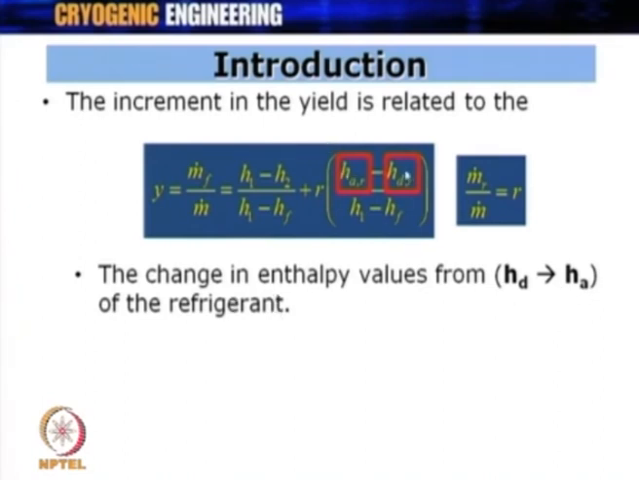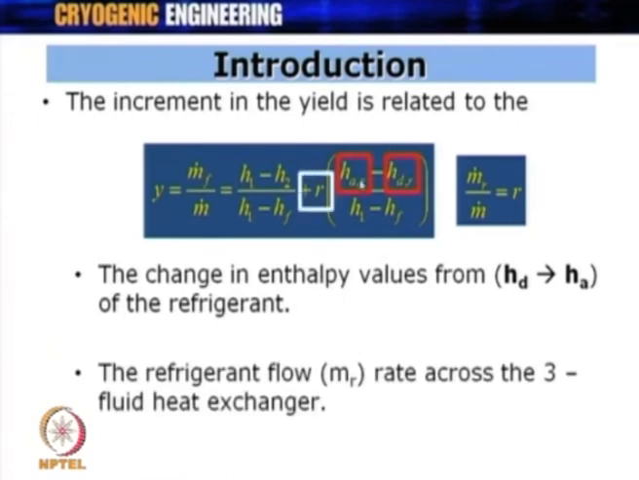So, this is a very important thing to understand, that HA and HD value will determine, or the difference in this enthalpy value will determine how much Y increment will be occurring when we go from a simple Linde-Hampson cycle to a pre-cooled Linde-Hampson cycle. At the same time, the other parameter is R, which is the refrigerant flow rate m dot R across the three fluid heat exchanger. So, R is a parameter which is the ratio of m dot R to m dot, and this will decide. This is basically decided by the m dot R value.